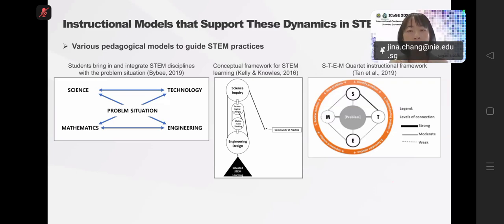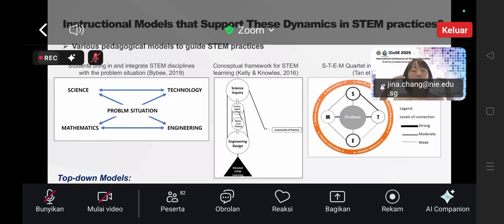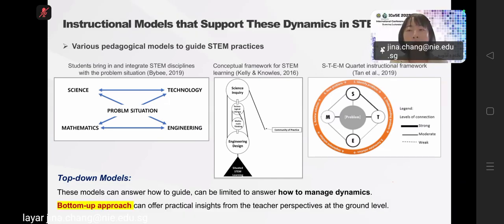And every one of the three models can clearly answer how to guide students' STEM practices with its unique affordances. However, all of them begin from the designer's perspective, the educator's perspective. So they could be a bit limited in answering how to manage these kinds of dynamic and uncertain situations from the bottom-up perspective. So this particular research sought to offer some insights into how to manage learning dynamics from the ground level, from the actual classroom situation.